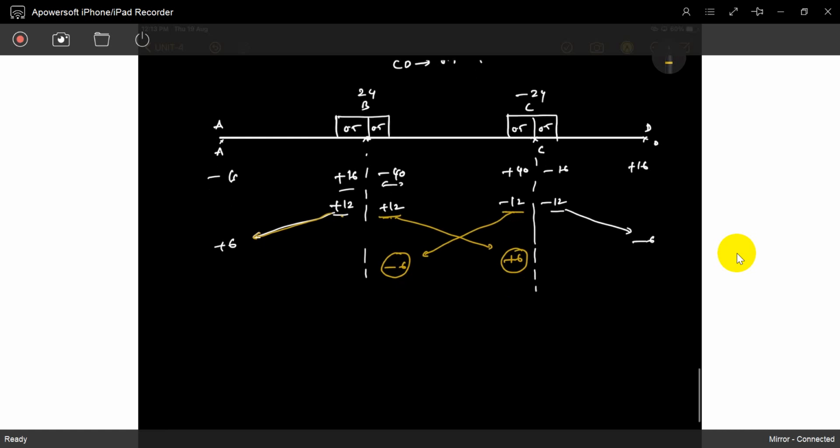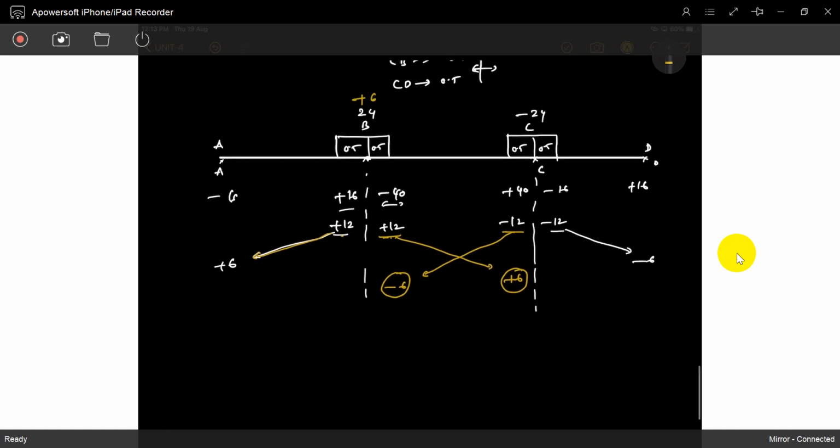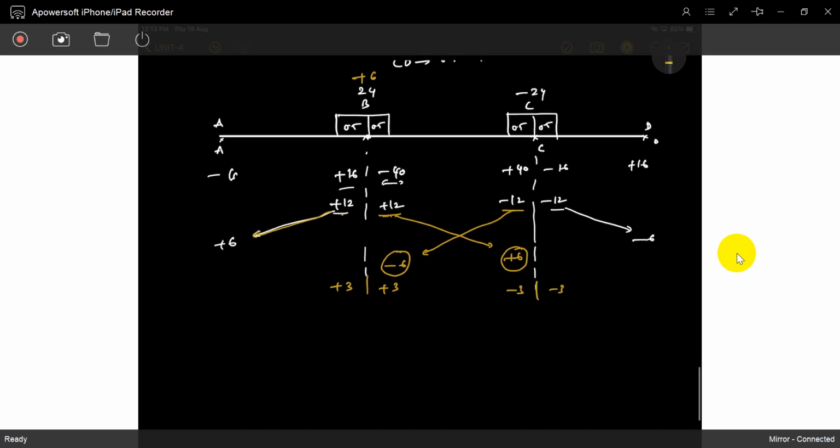So again, minus 6 is unbalanced. You have to apply plus 6. So plus 6 you have to apply. How is it sharing? Plus 3, because 0.5, 0.5. So this is minus 3, minus 3. This is the second iteration. Minus 3, minus 3. Now it's okay.